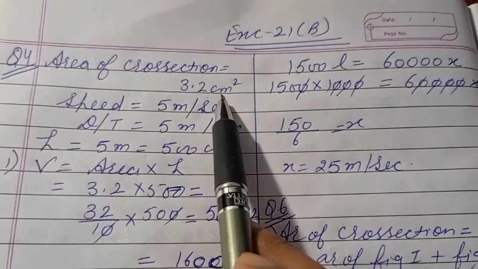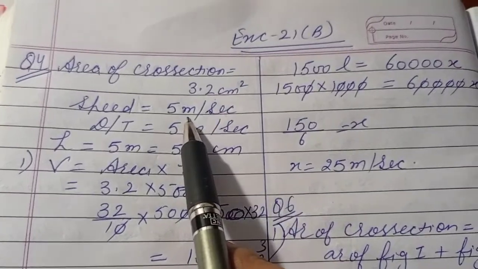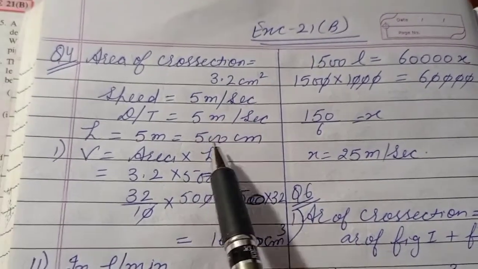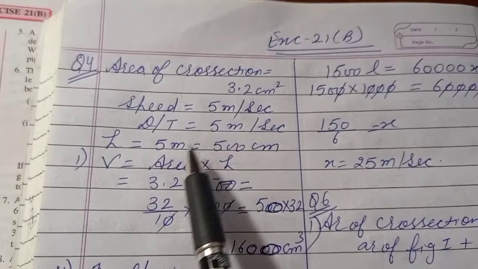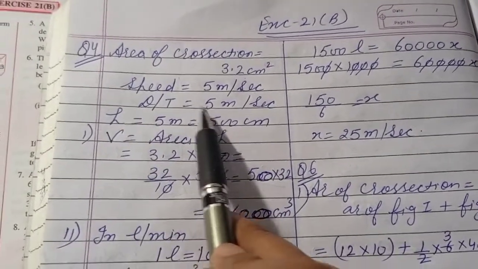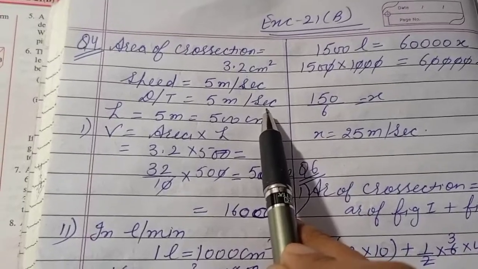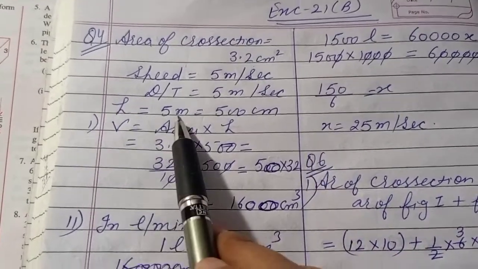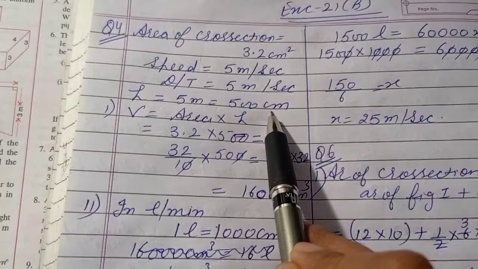First of all, you can see here the unit is centimeter and here it is meter. So let's convert meter to centimeter. You know, 1 meter is equal to 100 centimeters. So distance means 5 meters is covered in 1 second. That will become the length of the pipe. So the length of the pipe is equal to 500.